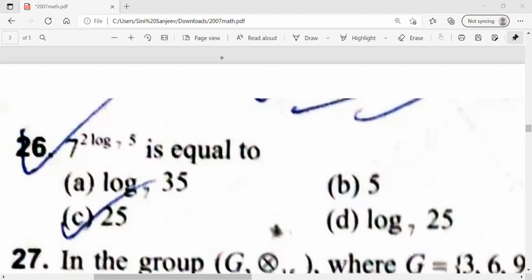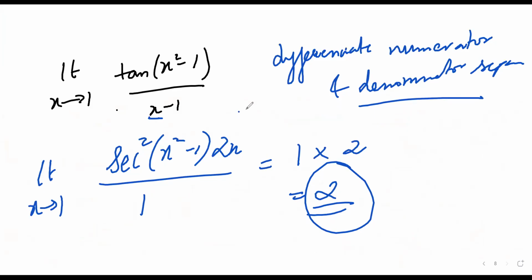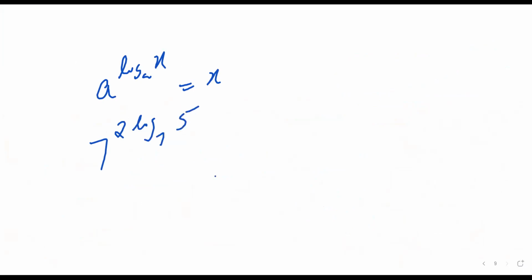For those who don't know this, I'll just draw it. Then later on, I'll verify your answers. What is it actually now? The basic thing is a power log a x, or alpha power, whatever you want, is equal to x itself. But in this question we have 7 and 2, then log to the base 7, then 5 is there. So this is basically 5 square.